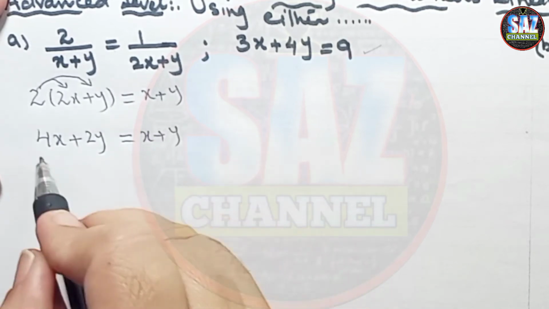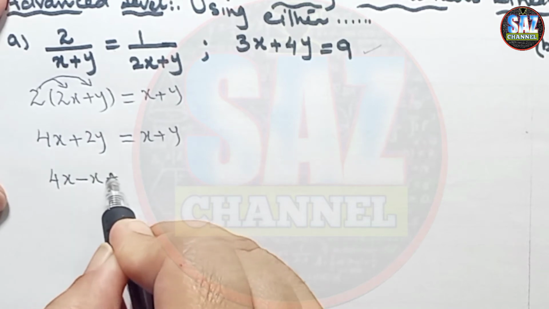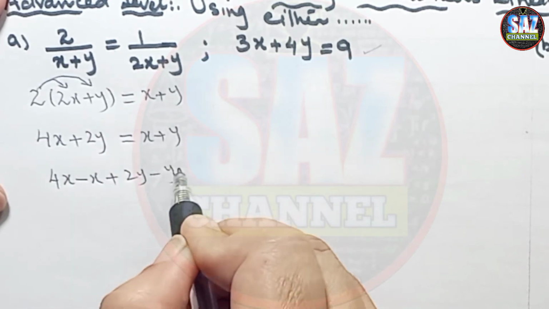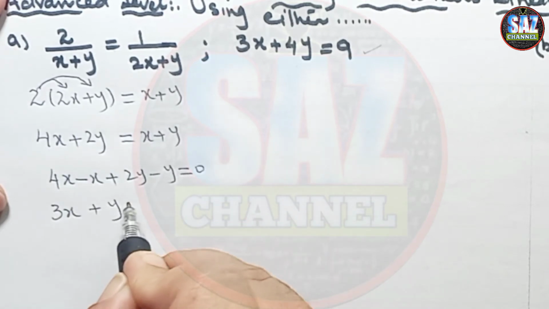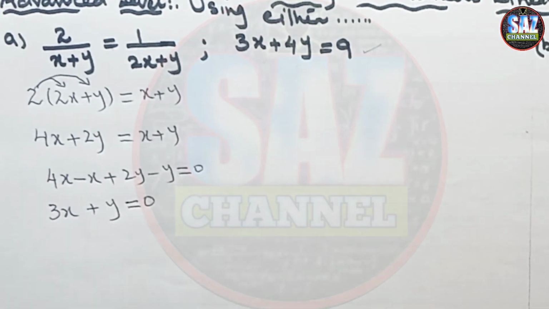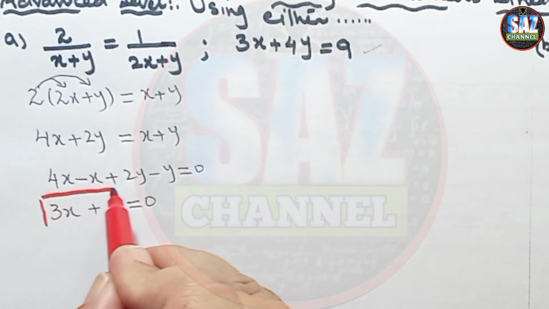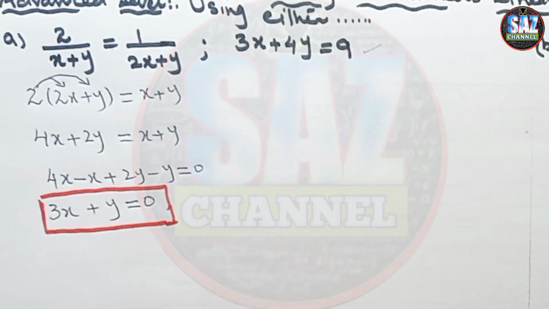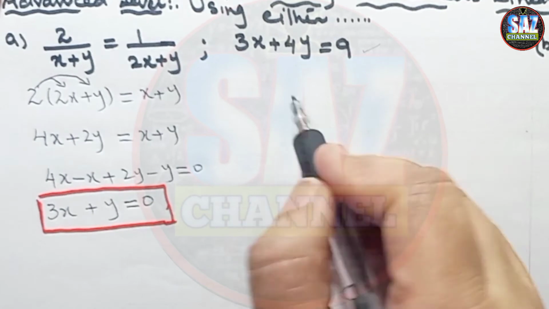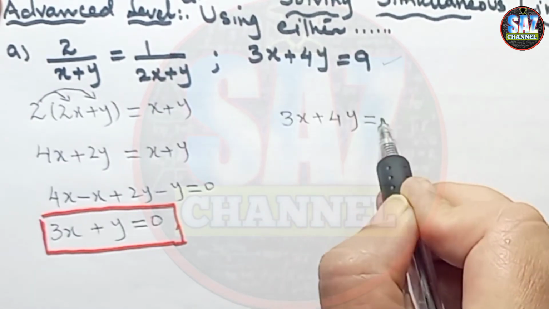Now shift like terms to the same side. 4x minus x plus 2y minus y equals 0, or 3x plus y equals 0. And this is one of the equations that I'm getting, 3x plus y equals 0. And now we have to write both the equations together, and equation 2 is 3x plus 4y equals 9.